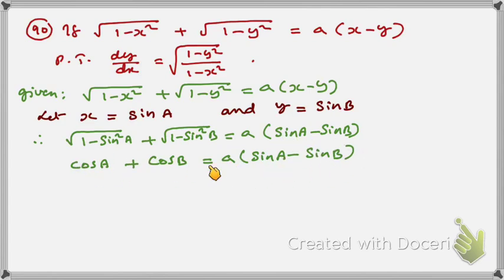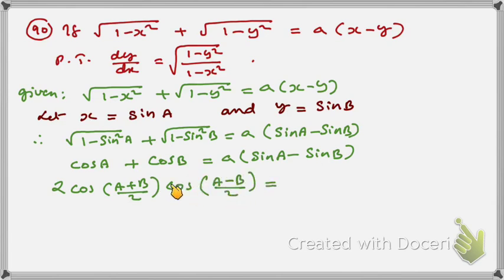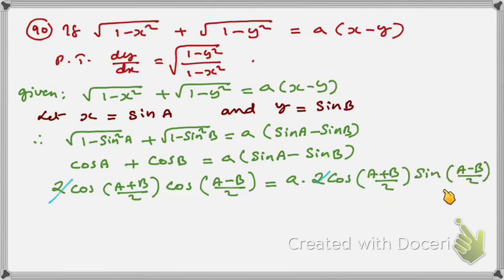Now on both the sides you have got product formula from trigonometry, class 11. So cos a plus cos b is 2 cos (a plus b) by 2 into cos (a minus b) by 2. That's the product formula for cos a plus cos b. 2 cos (a plus b) by 2 into cos (a minus b) by 2 is equal to a into, right side, sin a minus sin b, 2 cos (a plus b) by 2 into sin (a minus b) by 2. That's the formula for sin a minus sin b.